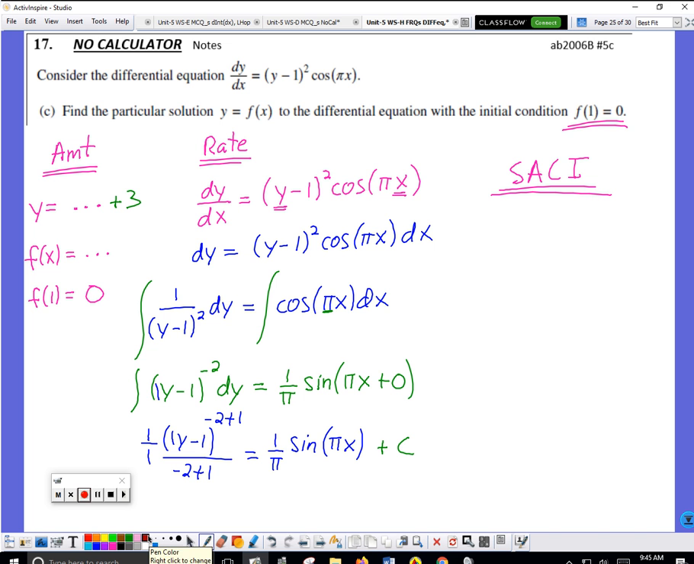We probably got to clean this up though. So that's going to be, let's see, that's to the -1. So I have y subtract 1, the -1 power, divided by -1, equals 1 over pi sine pi x plus c.